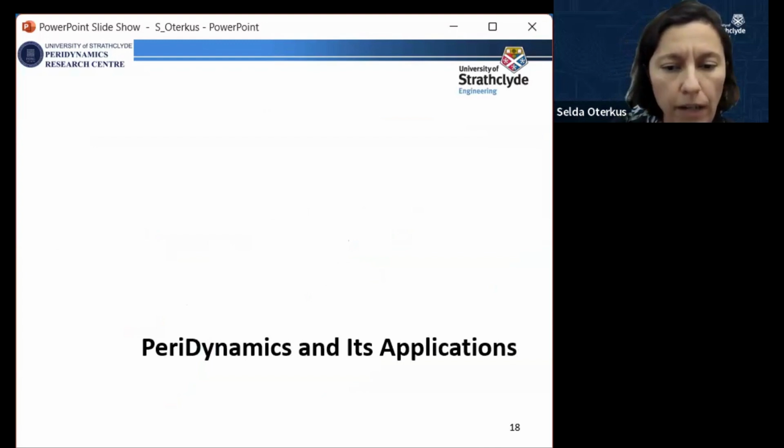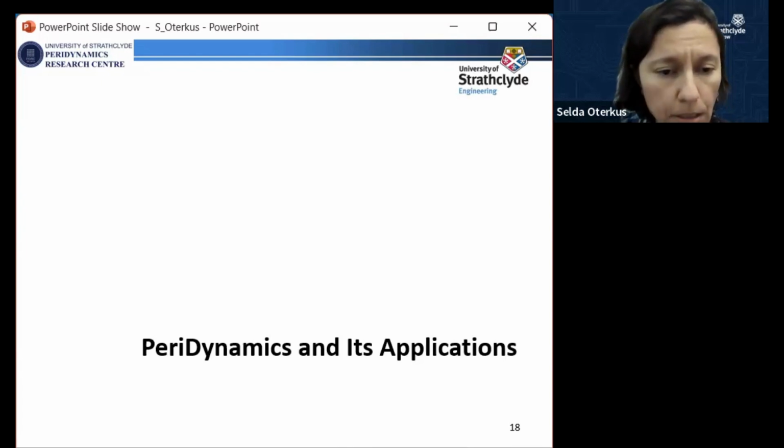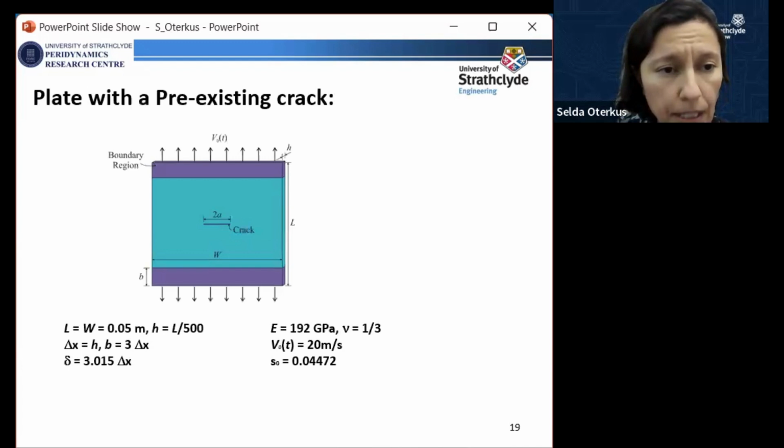I have mentioned, of course, we have developed this methodology for complex loading scenarios or for multiphysics applications as well. So I'll just show you some applications of the peridynamic methodology. As I said, the main advantage of peridynamics is that it is suitable for crack initiation and crack propagation. And this is just one simple exercise we have done to show you how we can predict failure.